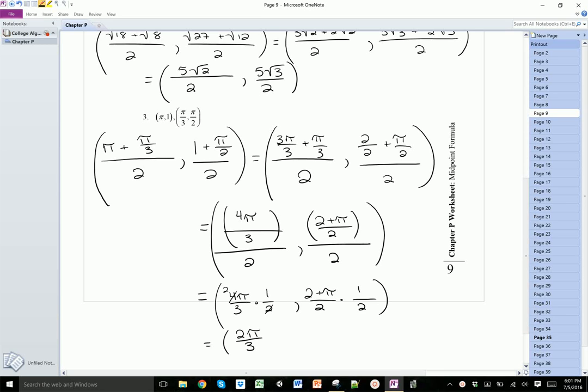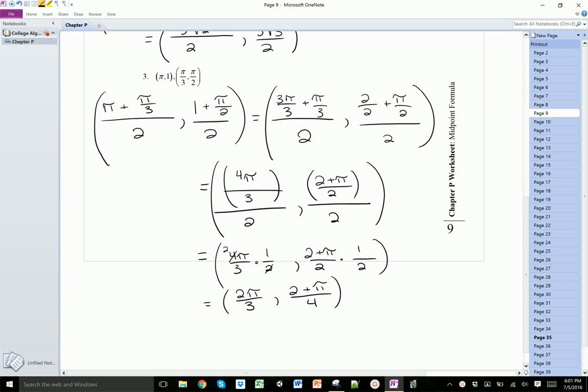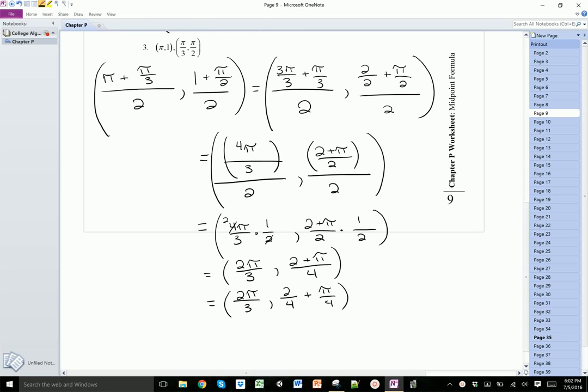over 3. This one's a little more complicated because when I perform this multiplication, I'm going to have 2 plus pi over 4. Now, that is not simplified because this 2 and this 4 have factors in common. So what I need to do is kind of unsimplify it again by doing 2 over 4 plus pi over 4. So I get 2 pi over 3, and this is 1/2 plus pi over 4.